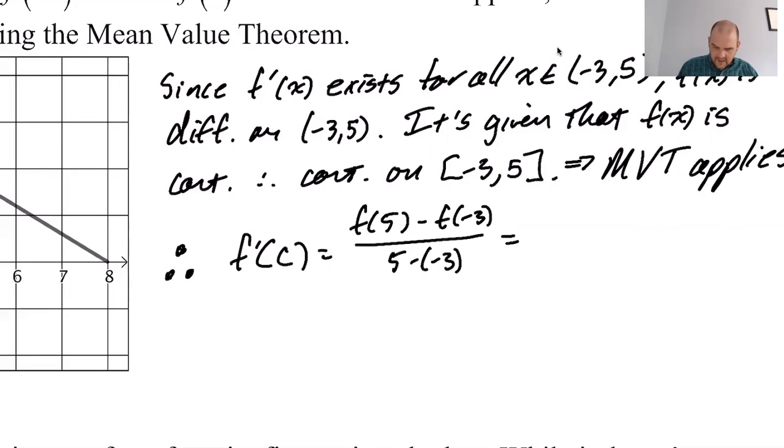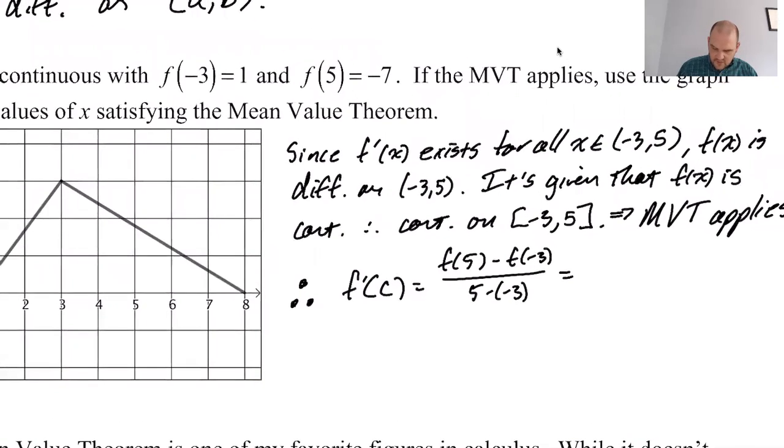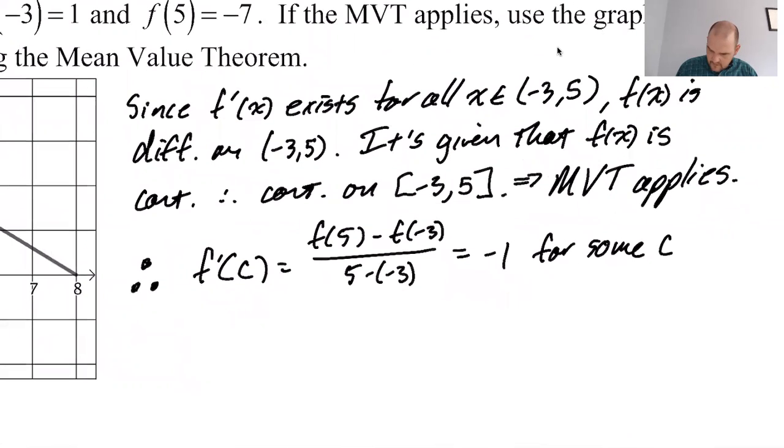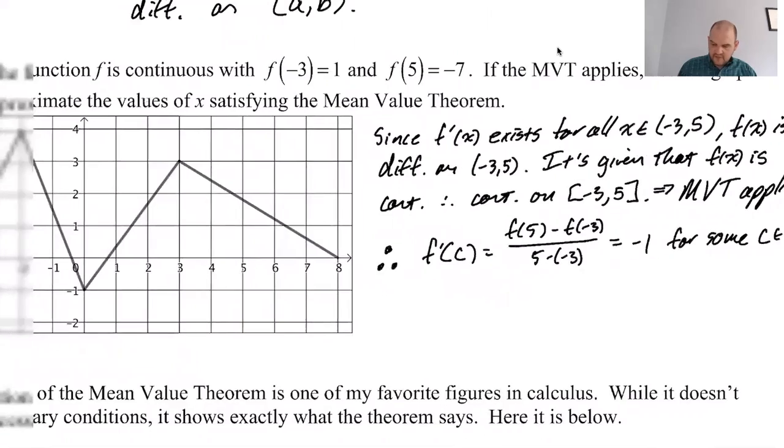All right, and what does that work out to numerically? -7 minus 1 is -8, divided by 8, so it is -1. And then we'll say for some c element of u, so it's got to be on the open interval -3 to 5. Okay, so now let's hunt for those.